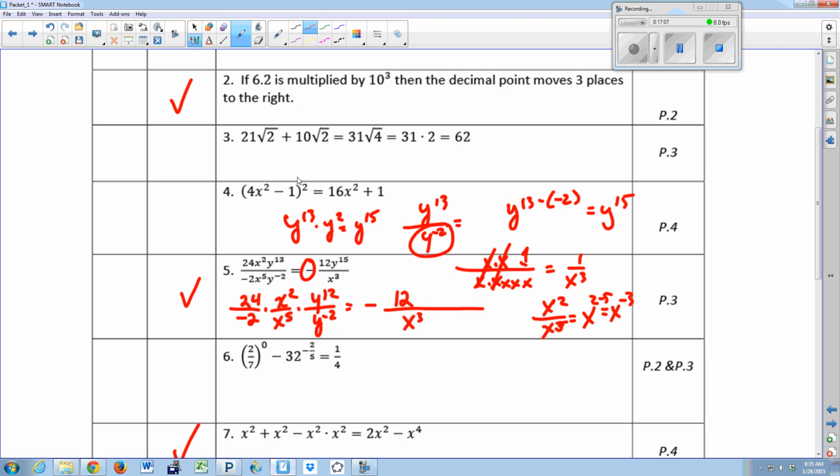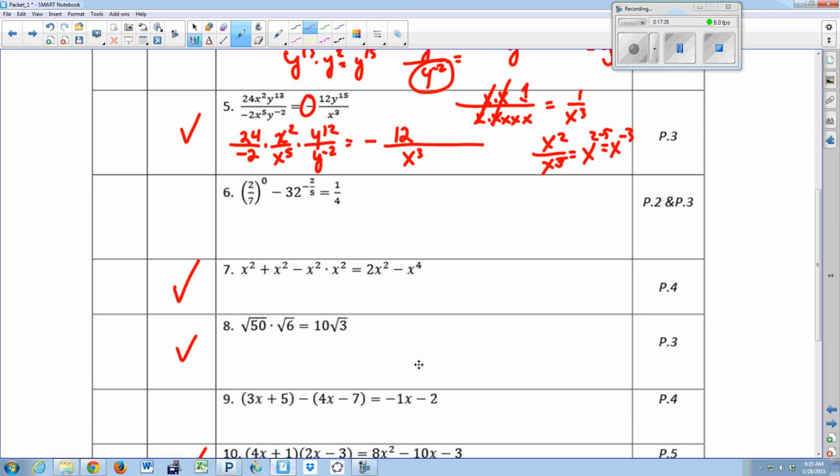So these are radical terms. These are 2 radical terms. And they're alike because they have the same radical, the square root of 2. So this is really no different than 21x plus 10x. You add the 21 and the 10, you get 31, and you keep the x the same. So this is 31 square roots of 2. So that's why that's incorrect. Okay, it's 31 square roots of 2. You just add the coefficient for each one.